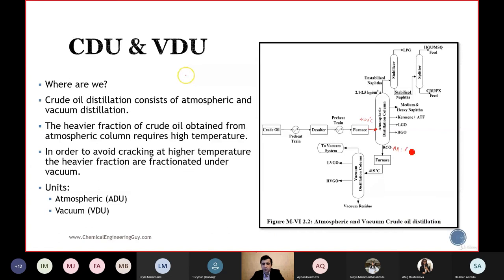And then we have the vacuum distillation. LVGO is light and HVGO is heavy vacuum gas oil. Okay, what do we do with LVGO and HVGO? Where are they sent? Who remembers? They are sent to the fluid catalytic cracking unit to crack them down to produce more transportation fuels.